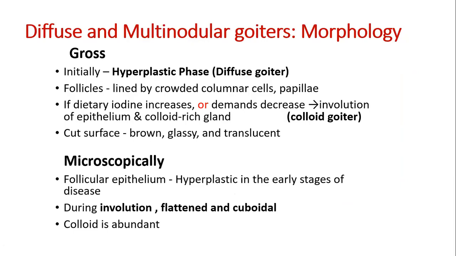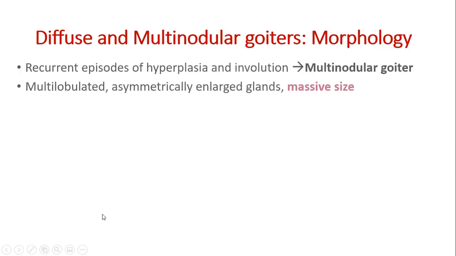But what we see microscopically is that the follicles are hyperplastic in the early stage. During involution, there is flattened and cuboidal epithelium. So basically, it is an alternating state. What does involution mean? If there is a hyperplastic phase when there is no iodine, and sometimes they get some dose of iodine, then the follicular epithelium will come down and become flattened and cuboidal epithelium, but the colloid content will be high, so colloid is abundant. That gives you an enlarged state.